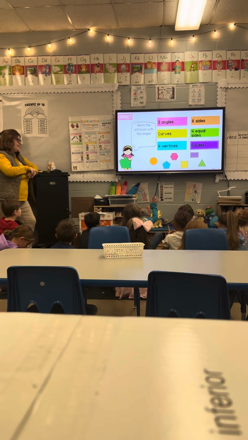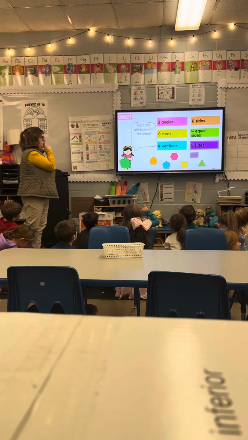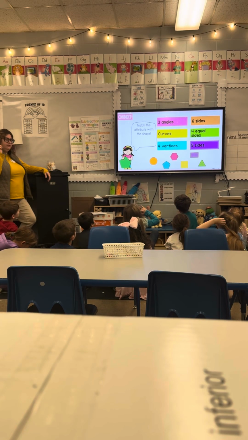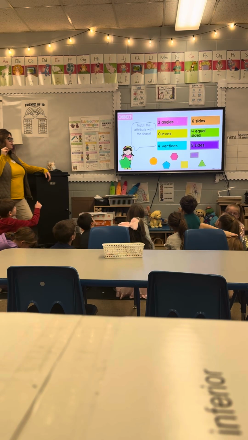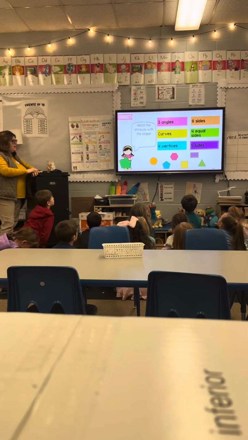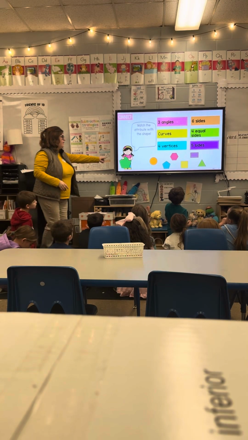Pink goes up top. Okay, listen. Where do we think the circle would go? Does the circle have 3 angles? Pink. Does the circle have curves? Yes, it does. The circle goes on yellow. Okay, so what about this pentagon right here, this blue one?